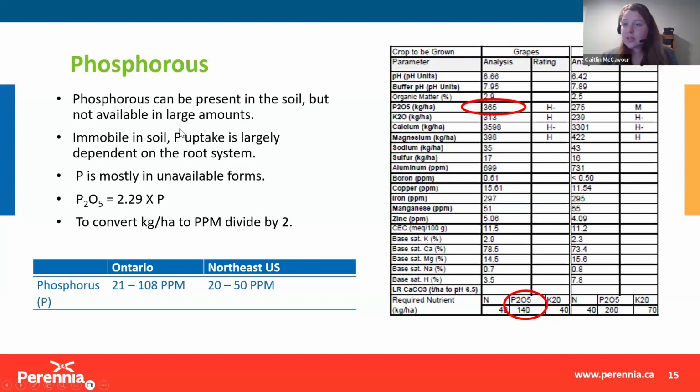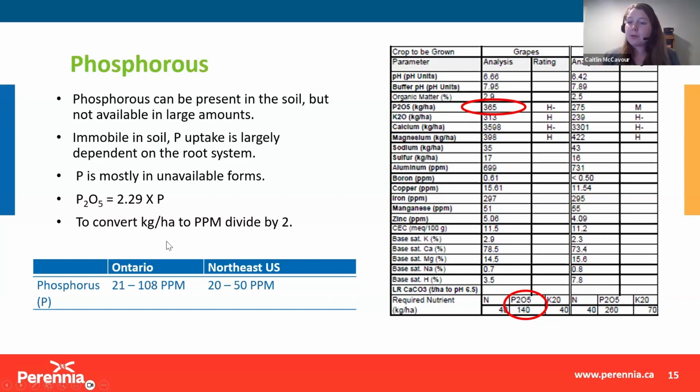So phosphorus is largely not very mobile in soil, so the uptake of phosphorus is dependent on the root system. And it's often in its unavailable form. So we looked at that chart earlier with the pH. And the other thing that I just want to mention when reading a soil test report is that it gives the value in its fertilizer value. So if you want the value for just phosphorus, you actually have to multiply it by 2.29.